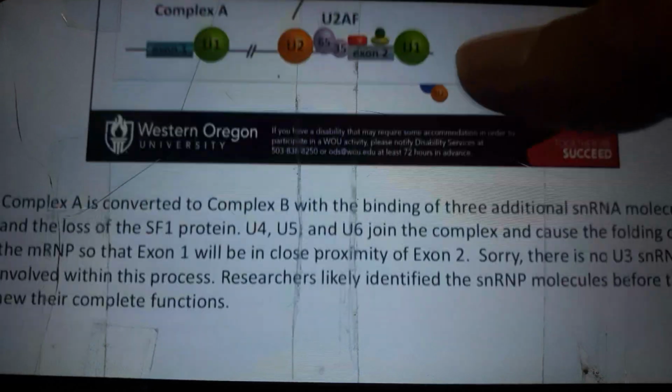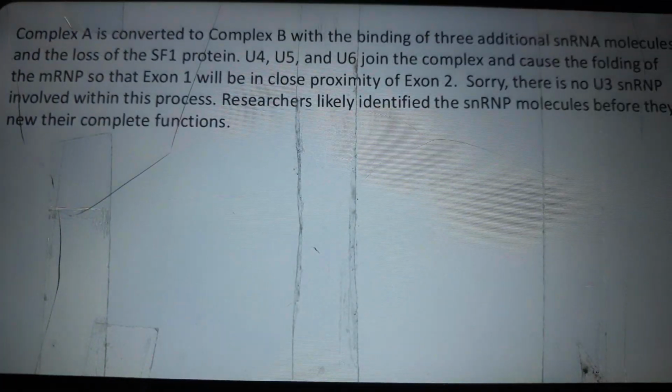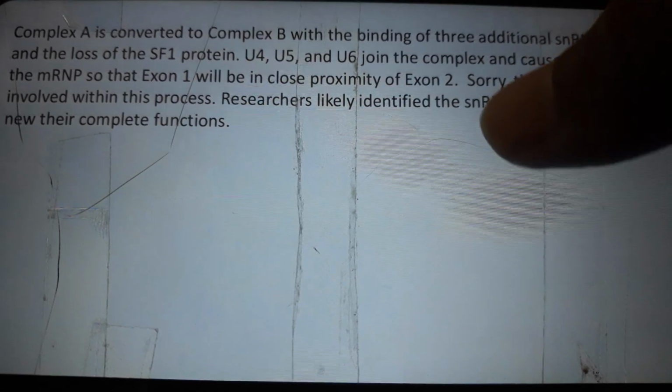This is known as complex A. Intron splicing. Complex A is converted to complex B with the binding of 3 additional snRNP molecules and the loss of the SF1 protein. U4, U5 and U6 join the complex and cause the folding of the pre-mRNP so that exon 1 will be in close proximity to exon 2. So there is no U3 snRNP involved in this process. Researchers likely identified the snRNP molecules before they knew their complete functions.